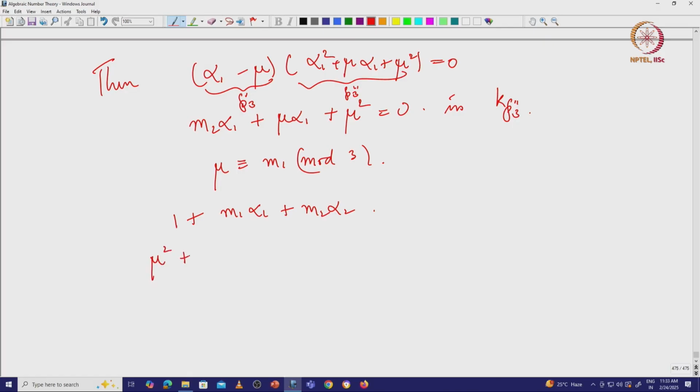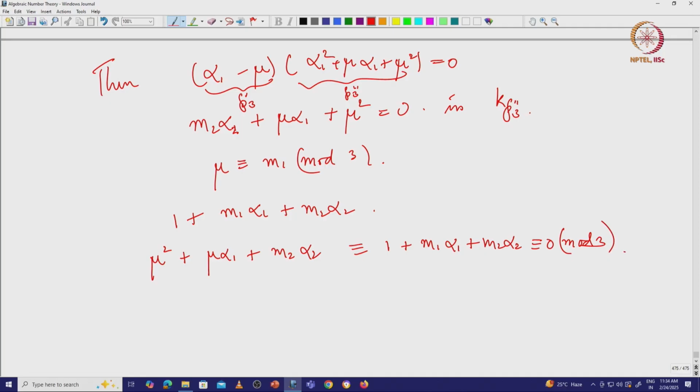I know that mu square plus mu alpha 1 plus m2, sorry, this should have been m2, because alpha 1 square is m2 alpha 2, yeah, sorry, that is the point of confusion. So, I know that mu square is 1 mod 3, I know that mu is m1 mod 3, so this is like this, and then m2 alpha 2, which is congruent to 0 because of this here mod 3.